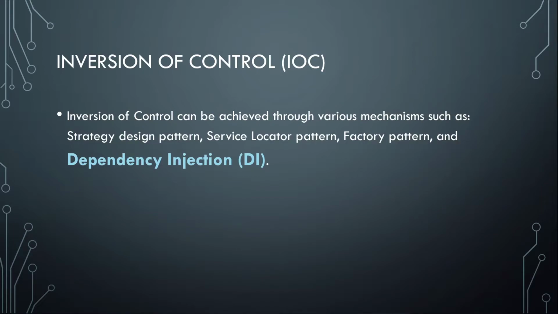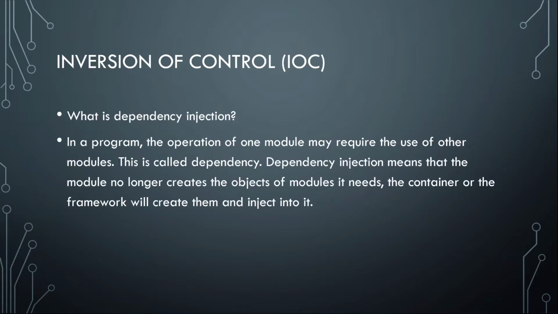Inversion control can be achieved through various mechanisms such as strategy design pattern, service locator pattern, factory pattern, and dependency injection. What is dependency injection? In a program, the operation of one model may require the use of other models. This is called dependency. Dependency injection means that the model no longer creates the objects of models it needs. The container or the framework will create them and inject them into it.